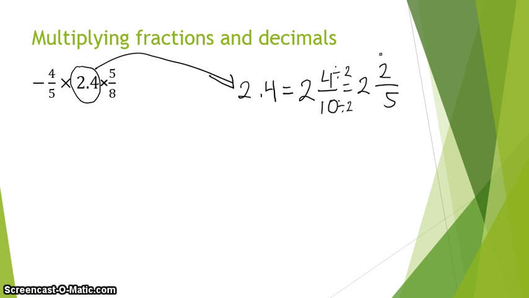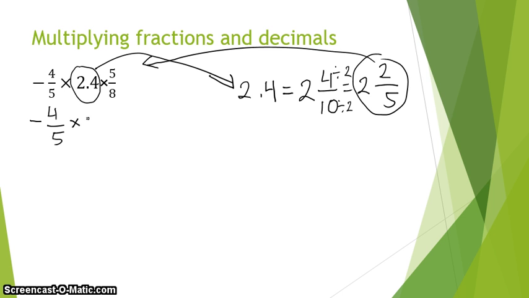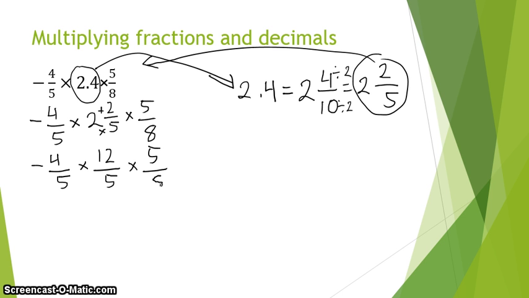Now I'm ready to go ahead, take this, and bring it back in. So I'm going to rewrite my problem, negative 4 over 5 times 2 and 2 over 5 times 5 eighths. Another thing I need to do to this 2 and 2 fifths is turn it into an improper fraction. So again, multiply here, add here, and let's rewrite our problem. So negative 4 fifths times 5 times 2 is 10 plus 2 is 12. So 12 over 5 times 5 over 8.